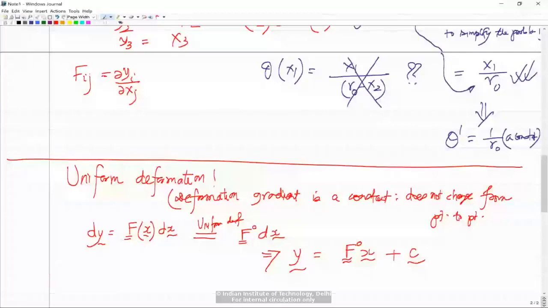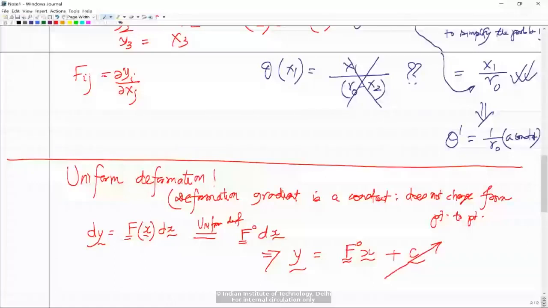And we can drop this c, without losing any generality. Can you see what this constant c will do? The c is doing pure translation to the body.